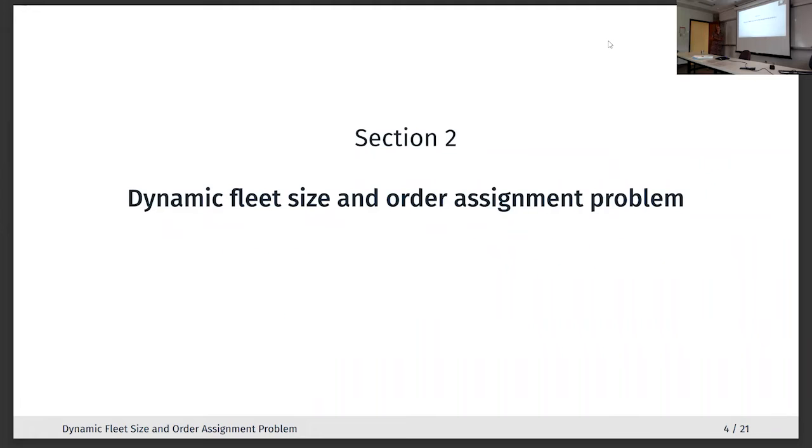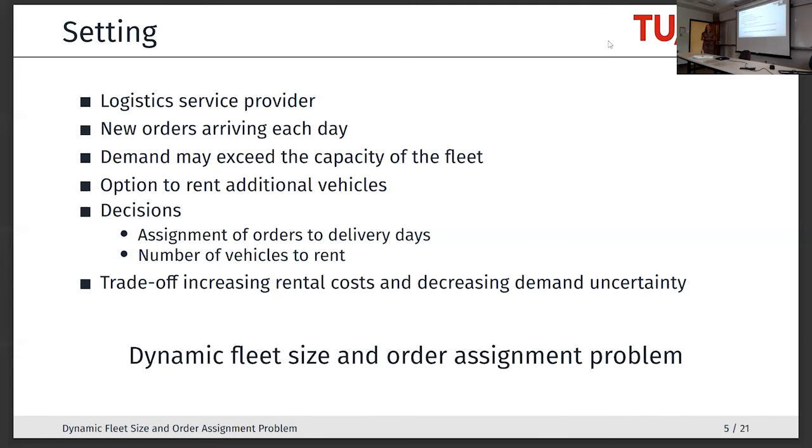Another project that I'm working on that's still ongoing is dynamic fleet size and order assignment. This is based on a canonical version of a real problem that we observed at a company, a logistics service provider. This company receives new orders each day, new requests for transportation, and it has to assign those orders to some day in their planning horizon. The orders come in with a certain preferred delivery date, but the company is allowed to deviate from that date by a number of days. And it wants to do that so that it can maximize the usage of its fleet.